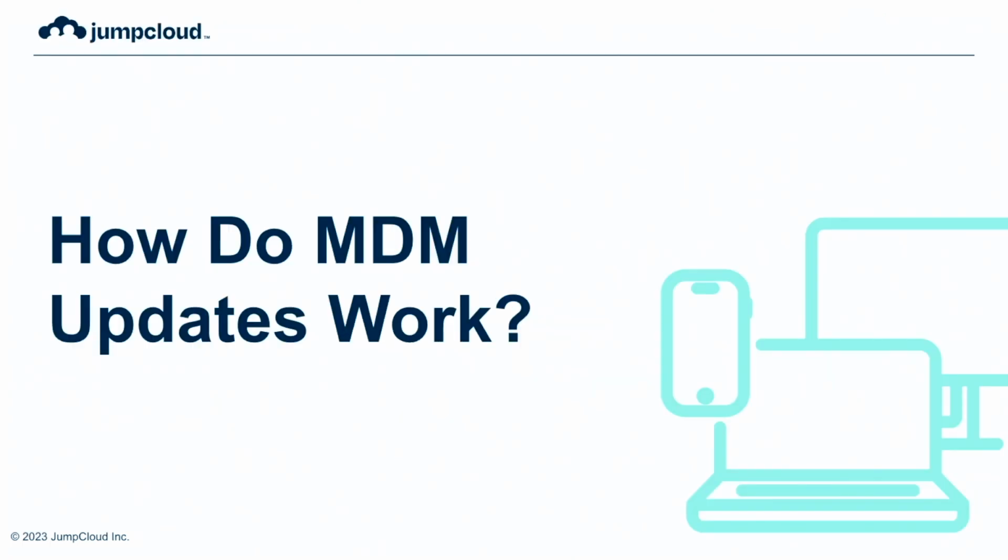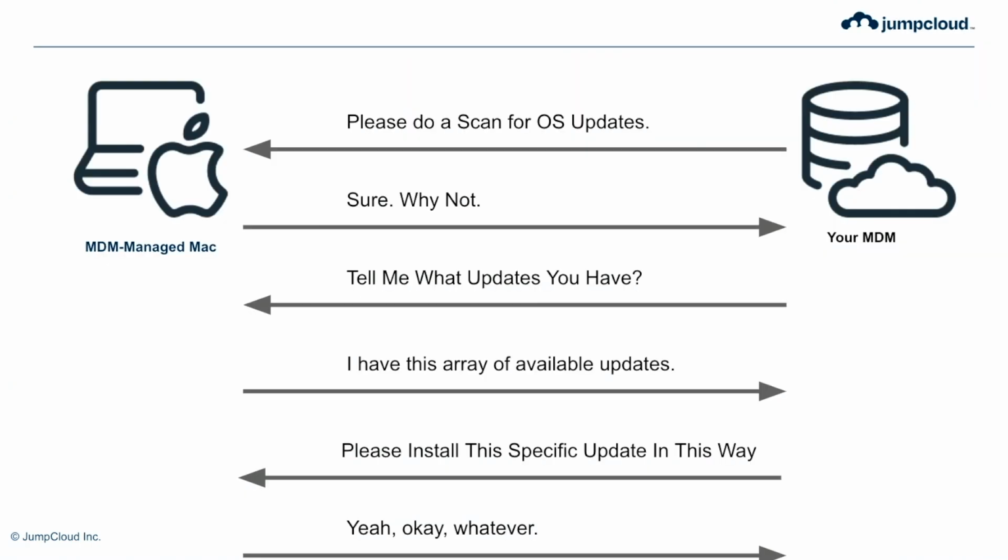So how do MDM updates work? Like this. So we get an MDM on the right and an MDM managed Mac on the left. The MDM tells the device, hey, please do a scan for updates. Okay, that sounds like fun. When you tell it to do a scan, you now have to wait for that scan to happen. Scans are not instantaneous. Scans are done best effort by the operating system.